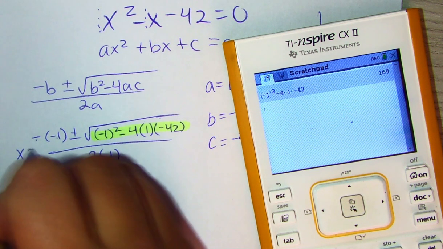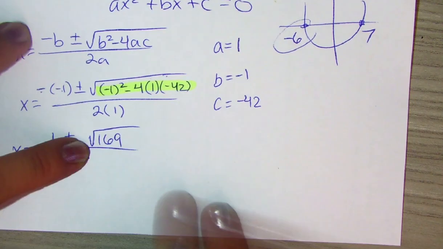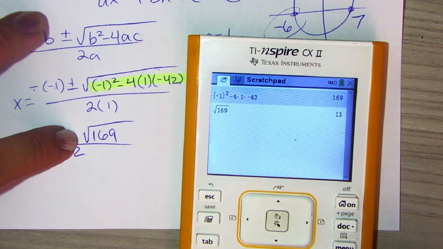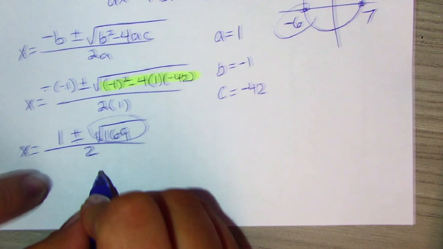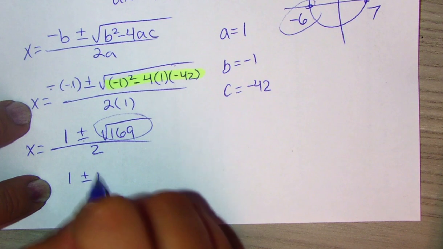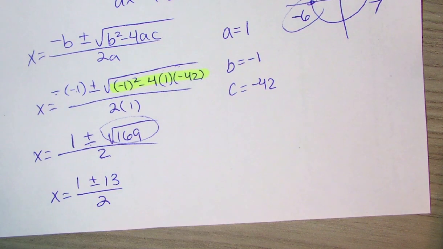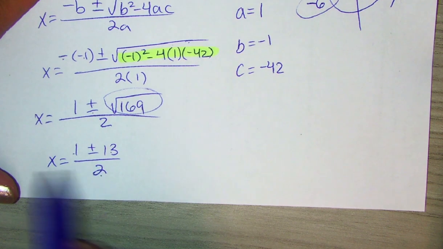And again, all of these are to give you your x values. So now we check what the square root of 169 is. That is 13. So that means that automatically this becomes 13. So 1 plus or minus 13 divided by 2. That is so far what we have. 1, 13, and 2 cannot be simplified by a number.